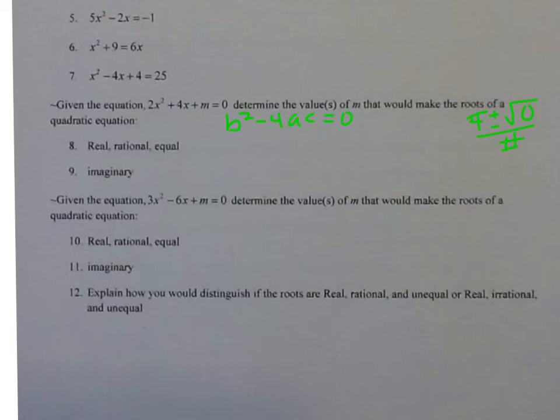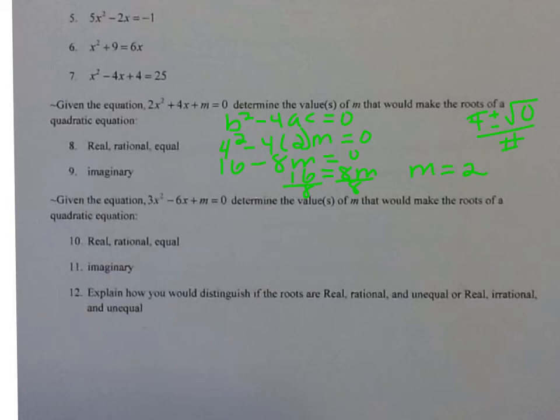All right, so b is 4, so it's 4 squared minus 4 times a is 2, c is m. So this is 16 minus 8m equals 0. I'm going to add 8m, 16 equals 8m. Divide by 8 on both sides. M is equal to 2. All right, let's take a look at number 9.